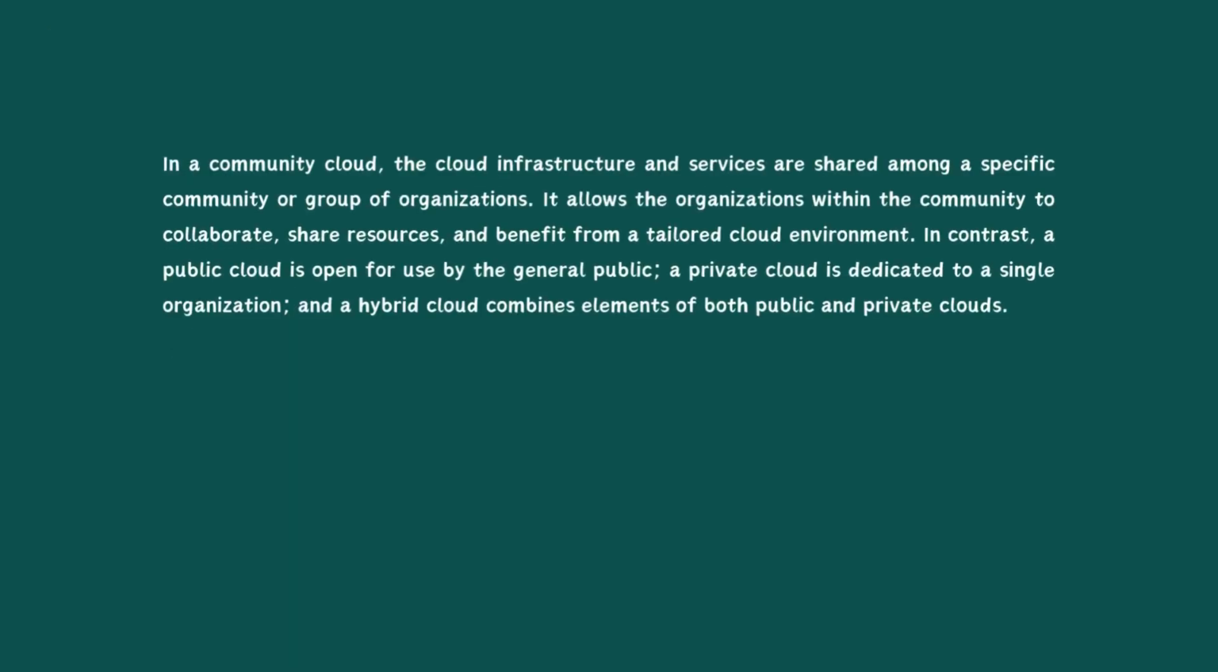In a community cloud, the cloud infrastructure and services are shared among a specific community or group of organizations. It allows the organizations within the community to collaborate, share resources, and benefit from a tailored cloud environment. In contrast, a public cloud is open for use by the general public. A private cloud is dedicated to a single organization. And a hybrid cloud combines elements of both public and private clouds.